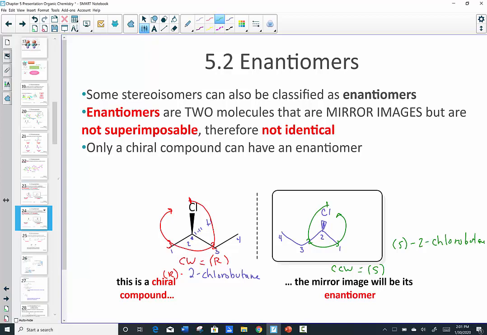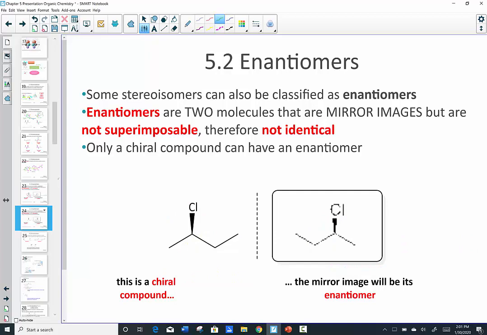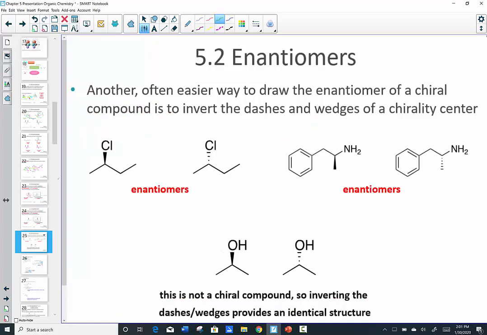So we've just drawn a mirror image, and that mirror image is known as its enantiomer, a chiral compound drawn in a mirror. Often it's just easier to draw the enantiomer of a chiral compound and simply invert the dashes and the wedges of the chiral center. Notice here we have a chiral carbon at position 2, 2-chlorobutane, just as the previous slide had shown us. And I can quickly invert it, not by drawing a mirror image, but keeping the chiral carbon in the same position, but instead of a dash, simply draw its wedge.